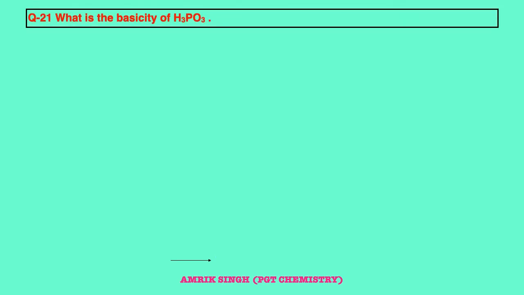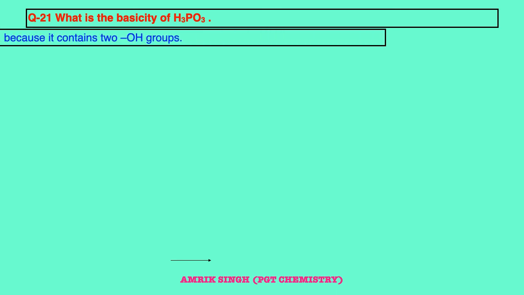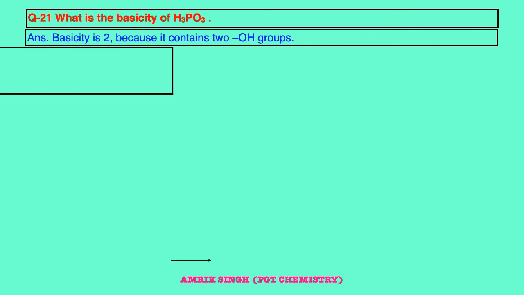Question number 21. What is the basicity of H3PO3? Basicity is 2 because it contains 2 OH groups. Actually, oxoacids of phosphorus are deleted from the syllabus. Now, their structure is still there.